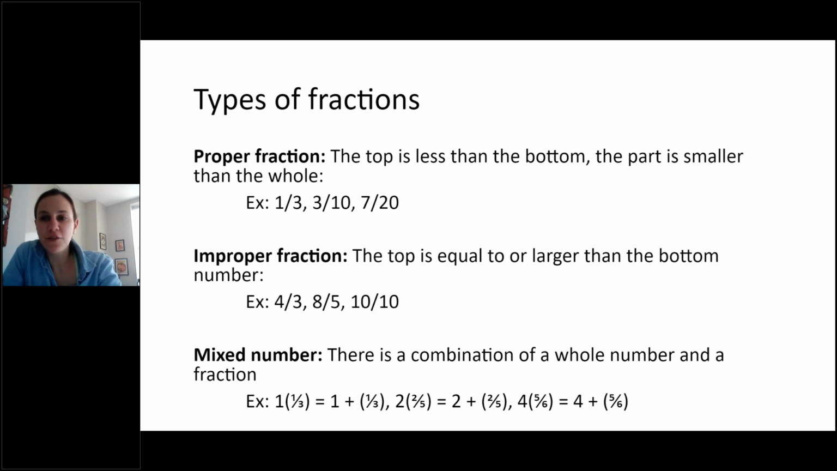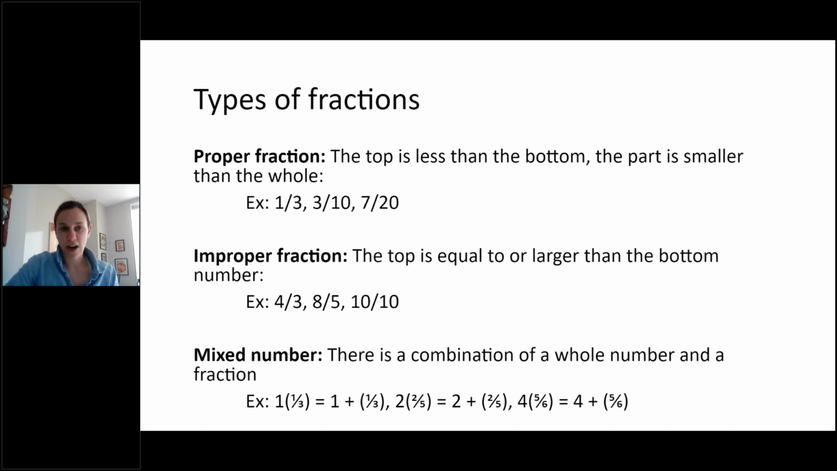So we have a couple different types of fractions that you'll run into, and I wanted to review the terminology just so that everybody's comfortable with it, because we'll see this when we start doing addition and multiplication. When you think about a proper fraction, that means that the top, the piece, is less than the whole, the bottom. Couple examples here: 1/3, 3 over 10, 7 over 20. We can clearly see that the top is less than the bottom, so the part is less than the whole.